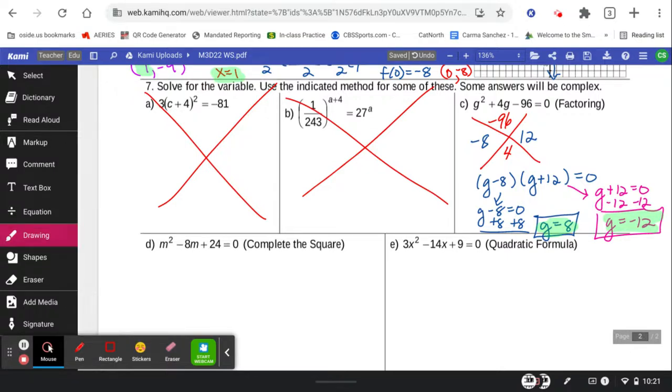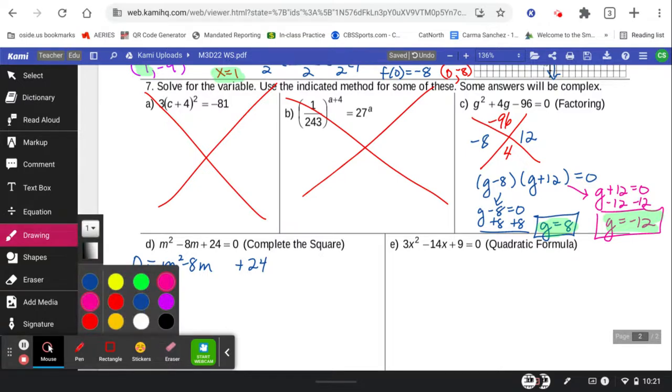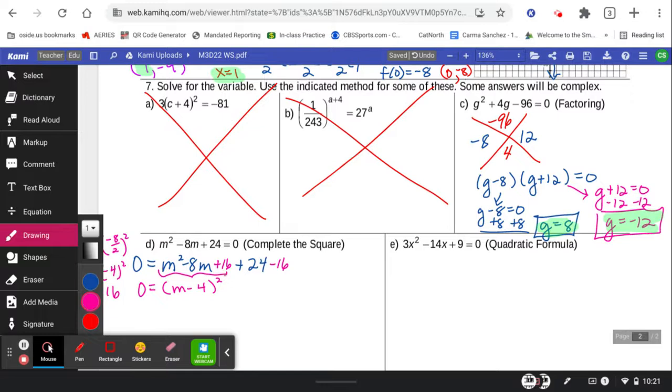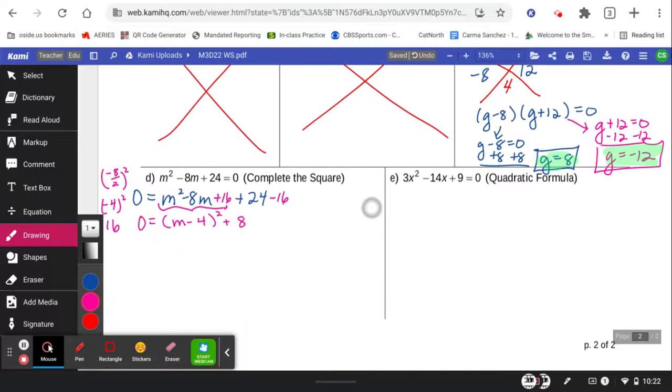All right, first of all, I prefer the 0 on the other side. Step 1, make space, is to bump over that 24, and to do that I moved the 0 to the other side. Step 2, B work. Means I'm going to add 16 and subtract 16 to balance. This makes the m minus 4 squared factors for this perfect square trinomial right here. And 24 minus 16 is just 8.